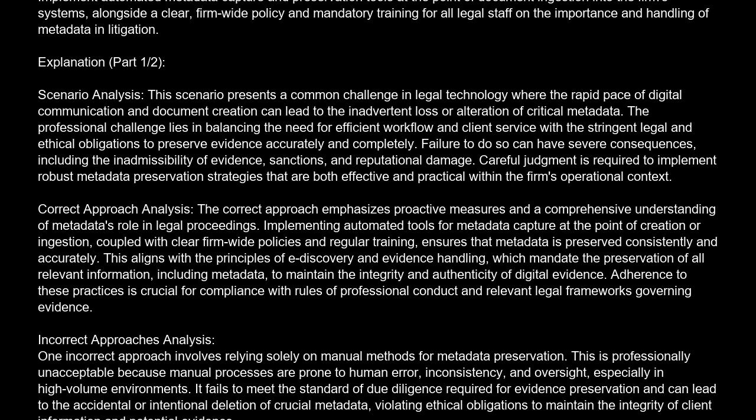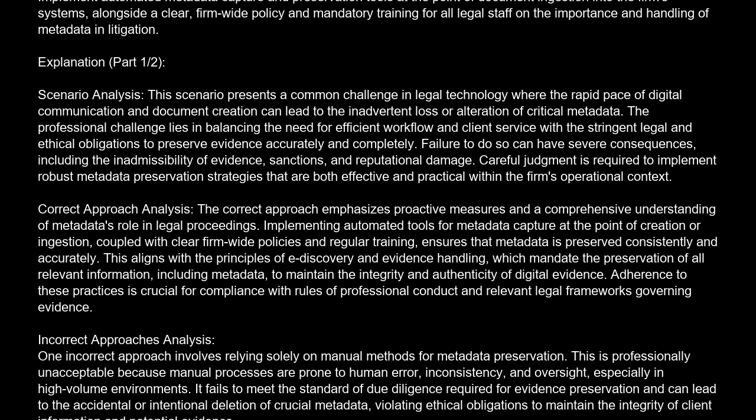Explanation. Scenario analysis. This scenario presents a common challenge in legal technology, where the rapid pace of digital communication and document creation can lead to the inadvertent loss or alteration of critical metadata. The professional challenge lies in balancing the need for efficient workflow and client service with the stringent legal and ethical obligations to preserve evidence accurately and completely. Failure to do so can have severe consequences, including the inadmissibility of evidence, sanctions, and reputational damage.